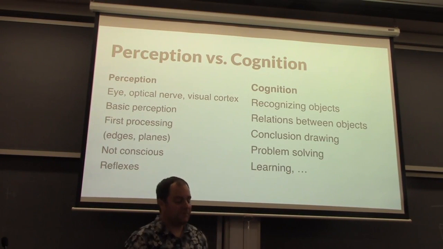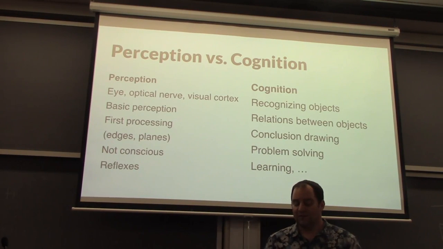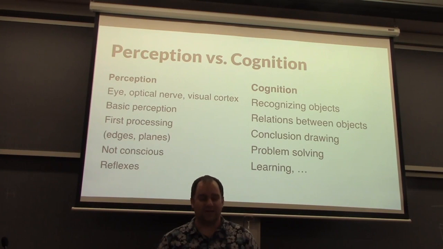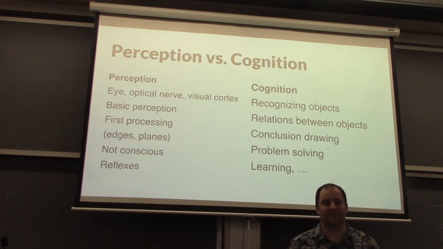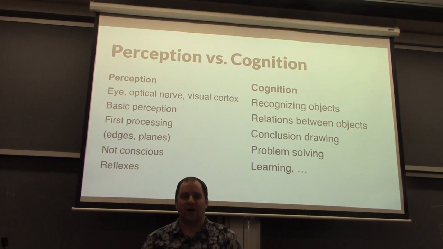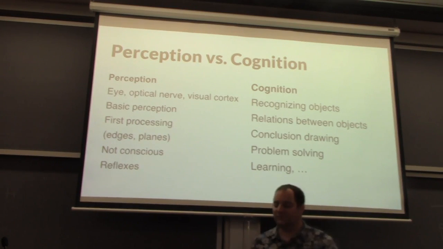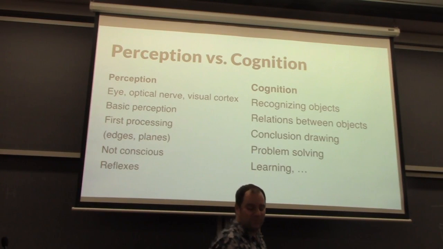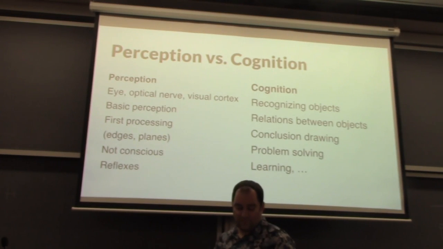These are just a couple of keywords related to those two topics. In perception, we talk about the eye, the optical nerve, the visual cortex, basic perceptions, early processing, things like edges and planes. And it's usually not considered to be conscious. All of us also have built-in reflexes, as you all know. I'll show a couple of examples of how we can leverage these lower-level reflexes for visualization too. And cognition is about recognizing objects, making sense of relationships between objects, drawing conclusions, solving problems, learning, and so on.